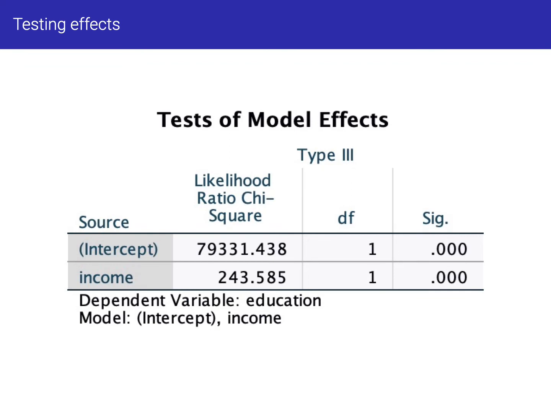So in SPSS, for example, we get a likelihood ratio chi-square test. And chi-square is in fact computed as the difference between the residual deviances of the null and full model. And so here in this example, we see that we have notably a significant effect of income, with a p-value below 0.001.